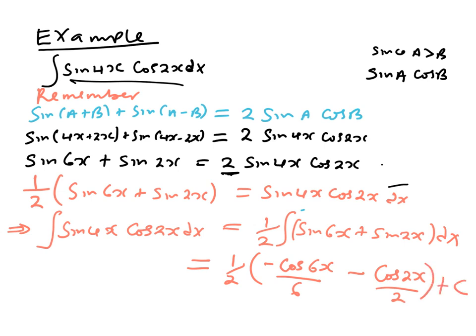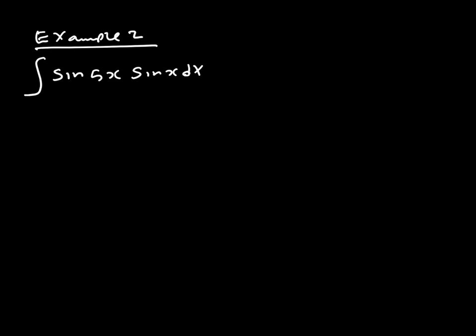Ladies and gentlemen, we have integrated sine 4x cosine of 2x dx. It is really very simple. This is example 1. Let's look at example 2. Remember, this is the 10th lesson in integral calculus. We are moving on. Look at this example 2.